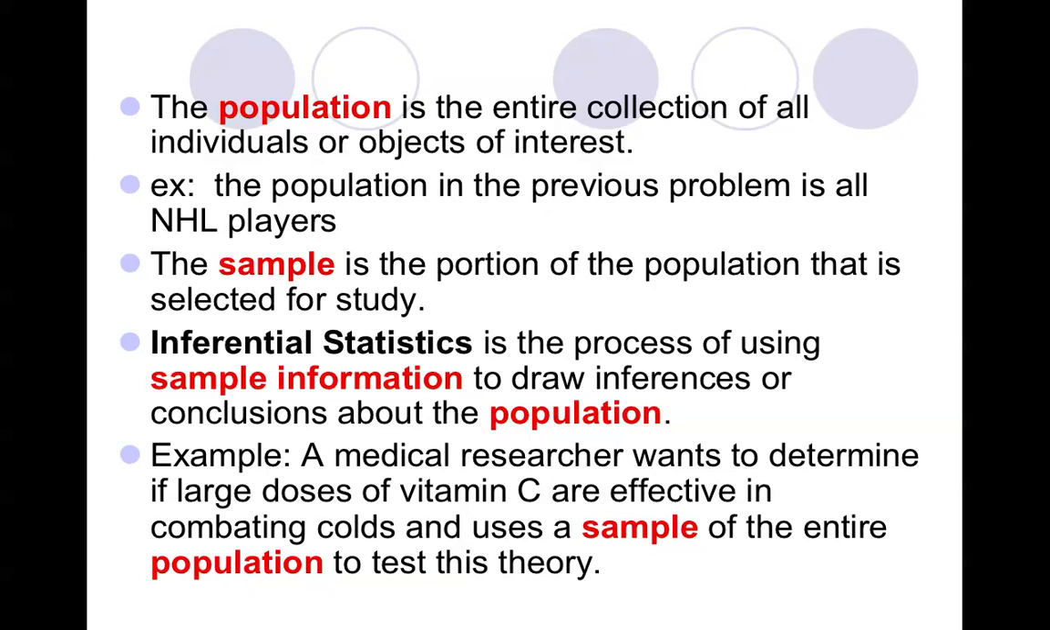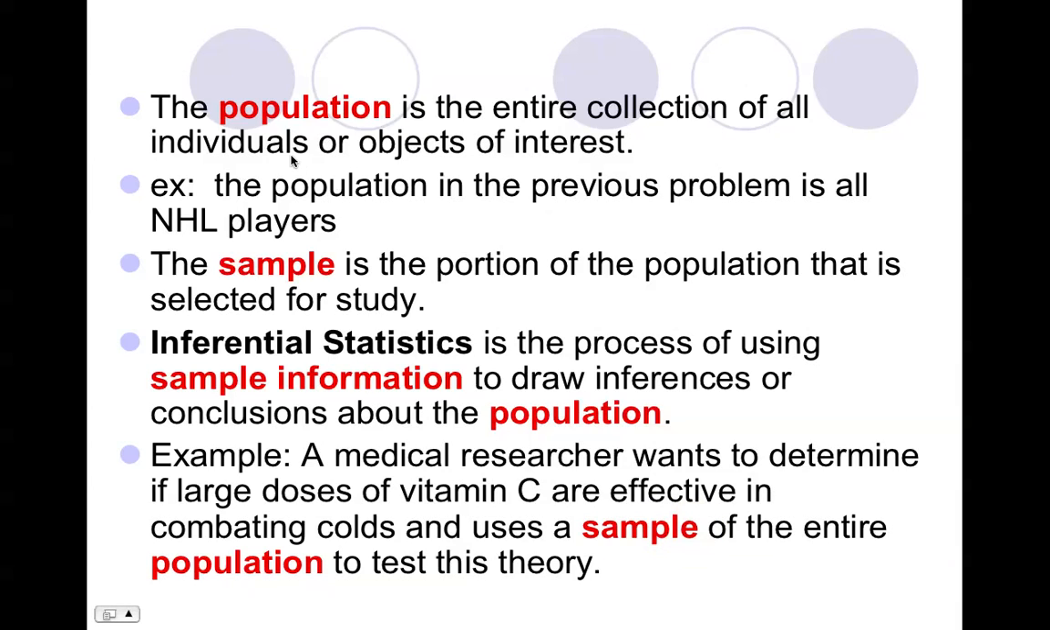So if we think about this example here, the population that the medical researcher is probably referring to is people, all people. Do we want to see if vitamin C is effective in combating colds in people? But it's impossible to test this out on every single person. Therefore, we take a small sample, just a collection from the entire population, and we use that sample to make a conclusion about the effectiveness of vitamin C in combating colds.